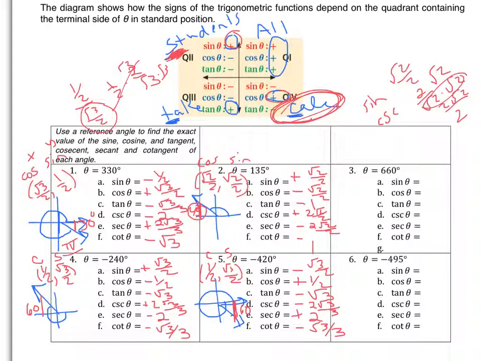So notice the difference between number 4 and number 5 are the signs. Alright, go ahead and try number 6 for homework, and we'll have another video on radians.